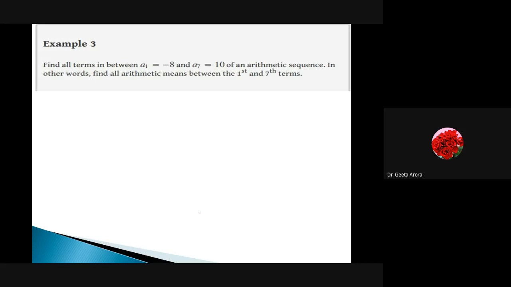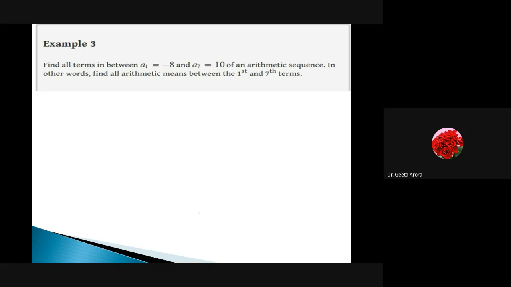Here we are saying find all the terms in between a1 and a7. A1 is given as minus 8 and A7 is given as 10. We have to find all the terms, meaning the values of A2, A3, A4, A5 and A6. In other words, find all the arithmetic means between the first and the seventh term. So two values are given and we are looking for A2, A3, A4 up to A6. So how can we obtain them?